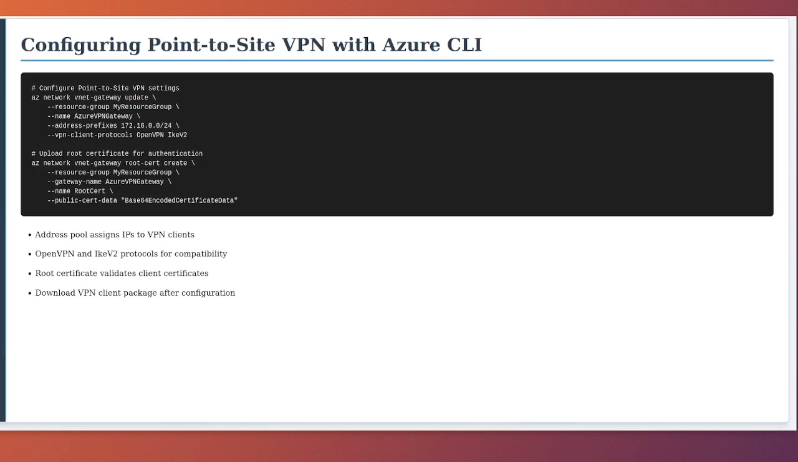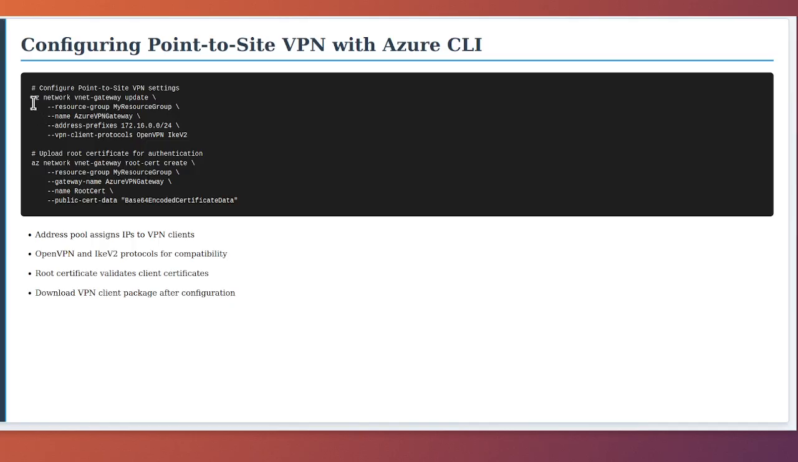Configuring point-to-site VPN with Azure CLI. Configuring a point-to-site VPN connection requires several steps, including setting up certificate authentication, defining the address pool for VPN clients, and configuring the VPN protocols. The Azure CLI provides commands to handle each of these configuration tasks, and understanding the parameters is crucial for successful deployment.